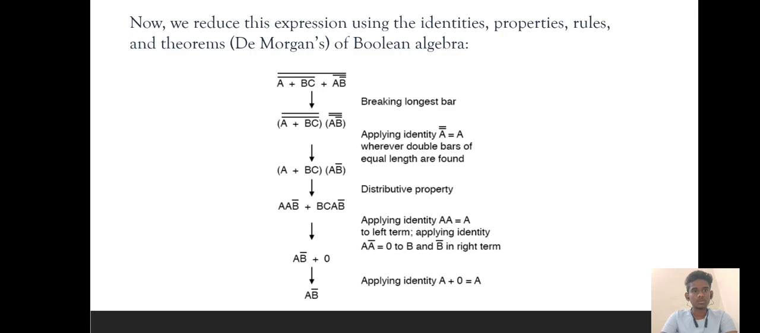Now we reduce this expression using the identities, properties, rules and theorems of Boolean algebra. Here we break the longest bar, apply the distributive property, apply the identity A into A is equal to A to the left term, and apply the identity A plus 0 is equal to A.